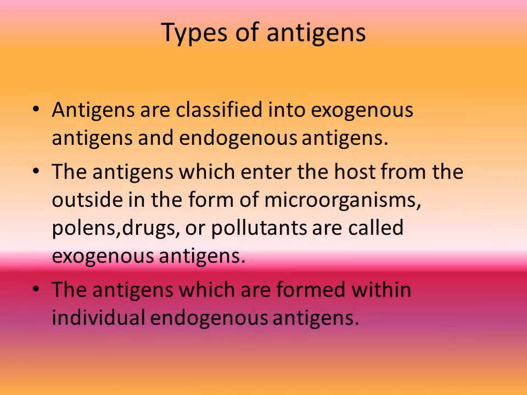So, types of antigen. It was classified into exogenous and endogenous. So outside of the body, microorganism, pollen, drugs, these are all exogenous. And antigens which are formed within the individual, in our body sometimes there are chances that some toxins are created. That is called endogenous antigens.